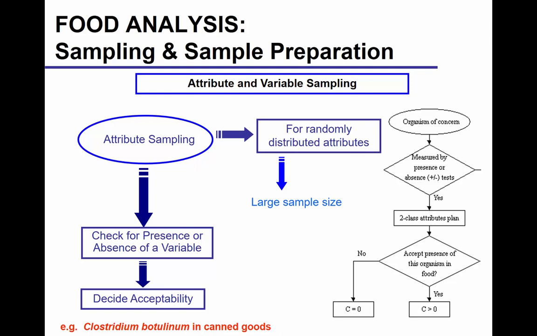Depending on the organism or the constituent of concern that you might be looking for that is randomly distributed, oftentimes you shouldn't find anything. You shouldn't have any aflatoxin in your sample. So the count is zero. Let's say you have measured and you found something. There are two classes: either if you find it, you go no because there's zero tolerance, or you say, okay, let me quantify, and if it is greater than a particular number, then it would be rejected. And usually the tolerance level is different for different attributes.